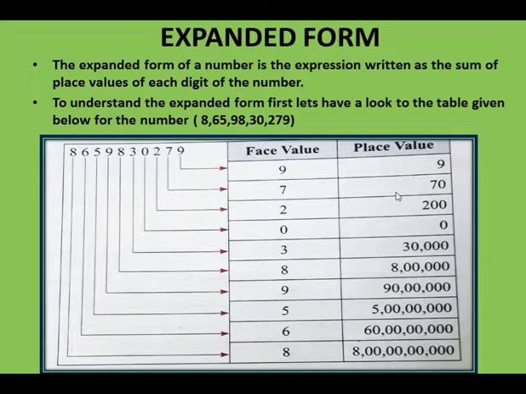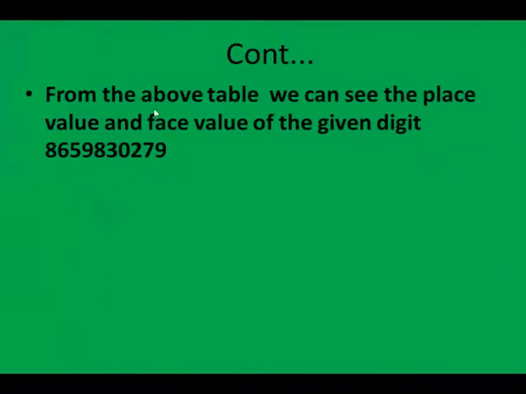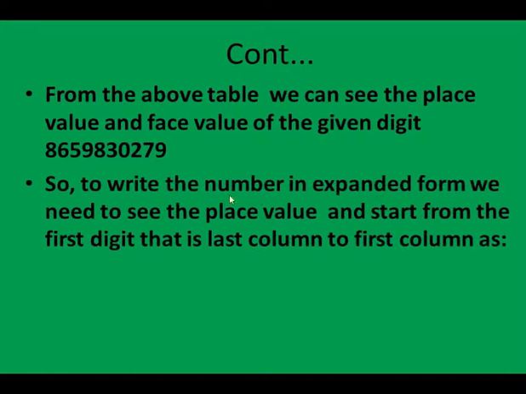So while writing the expanded form, we continue with the first digit, that is 8 arab, we will write the place value of the first digit, then second, third, and so on. So we can say that from the above table we can see the place value and face value of the given digits. So to write the number in expanded form, we need to see the place value and start from the first digit, that is the last column of the table, and move to the first column.